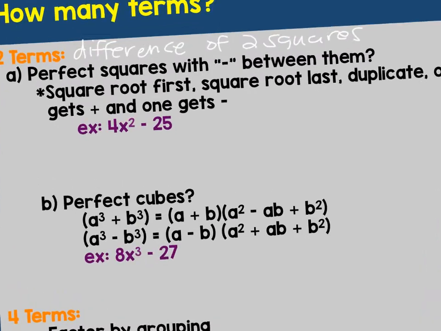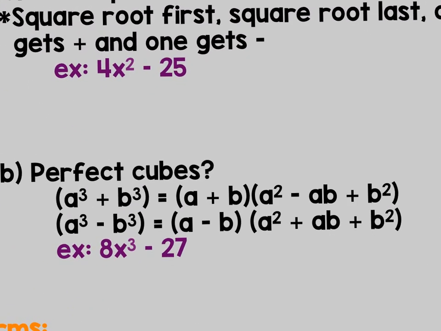So if I look at 4x squared minus 25, can we agree that these are both perfect squares? 4x squared is a perfect square, right? And 25 is a perfect square. And can we agree that there's a minus between them? Yes. So I would square root the first term. So the square root of 4x squared is what? 2x. What's the square root of the second term or the last term? 5. I'm going to duplicate this. One gets a plus and one gets a minus.